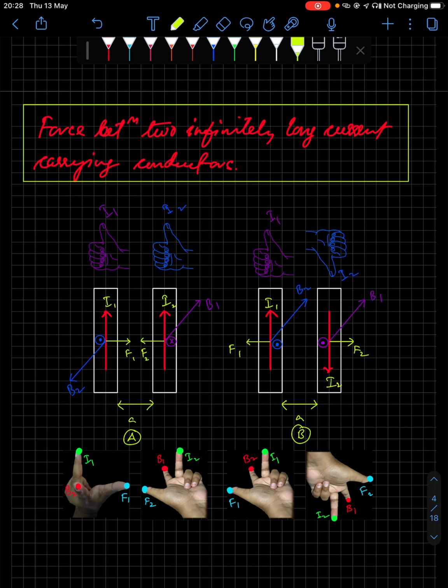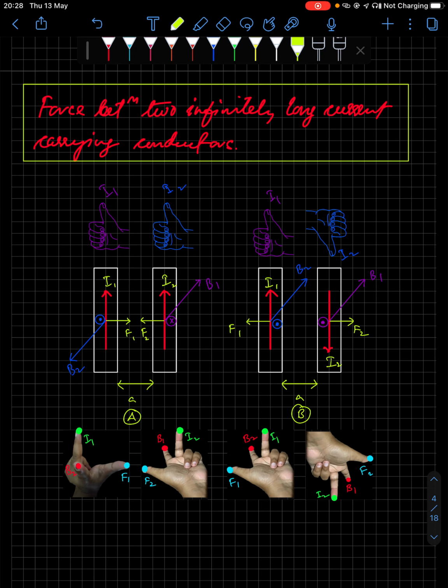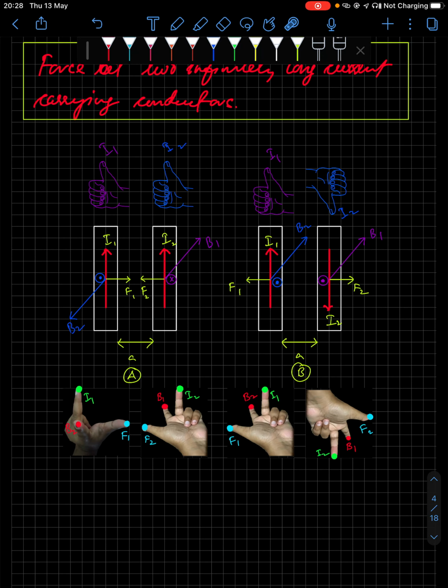Next, force between two infinitely long current carrying wires. Here we have two situations. In the first diagram, you have these two wires carrying current in the same direction, upward. In the second figure, you have current being carried in the opposite direction. In the left wire, you have upward, and in the right wire, you have downward direction.